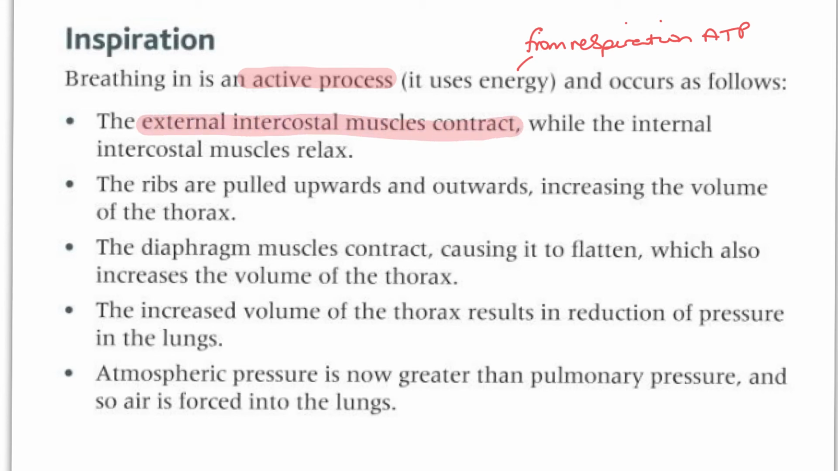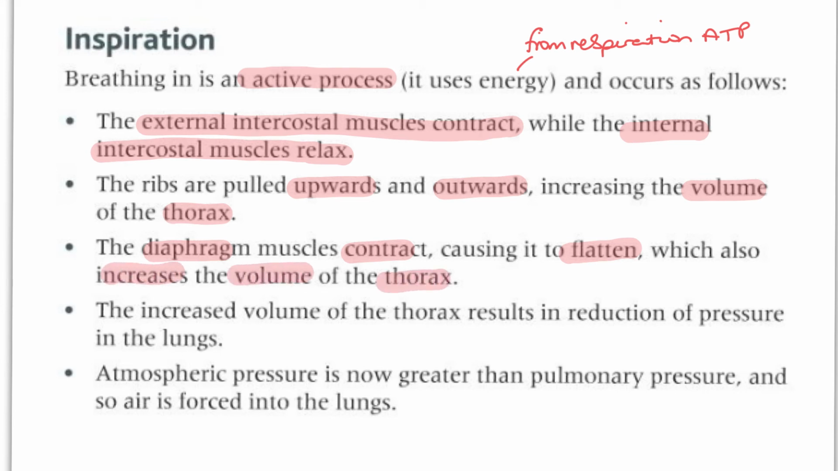And its antagonistic pair, the internal intercostal muscles, relax. This contraction of the external intercostal muscles pulls the ribs up and out. This increases the volume of the thorax. At exactly the same time, the diaphragm muscles contract. This causes the diaphragm to flatten and also increases the volume of the thorax.